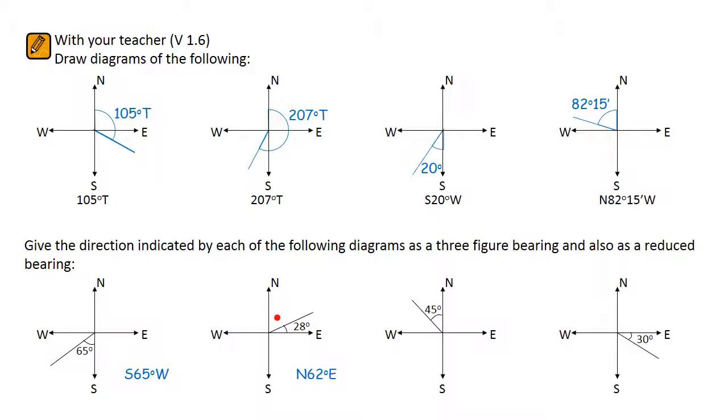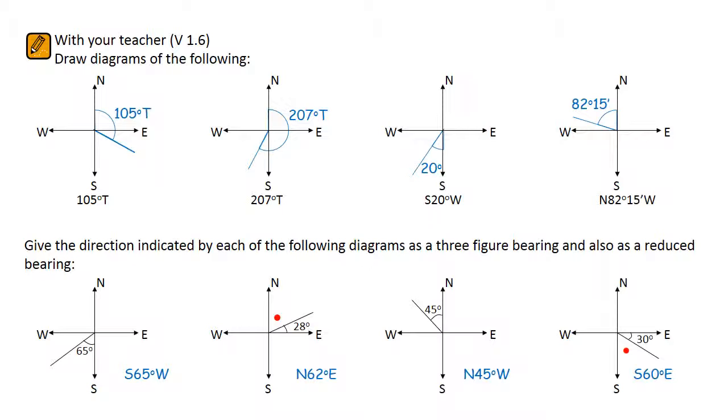The next one is easier as a reduced bearing. Starting from north, rotate 45 degrees towards the west. And the last one, once again, it would be tempting to say east 30 degrees to the south, and whilst you wouldn't be wrong, it's certainly not conventional. The best answer is starting with south and using this angle here, south 60 degrees towards the east.